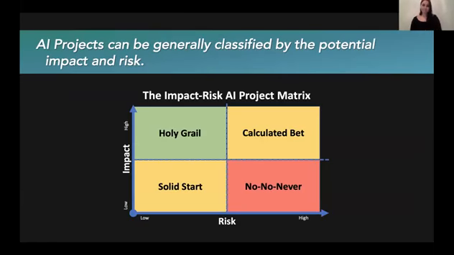What's also important to consider about AI projects is the AI project risk impact matrix. So we can basically classify projects as high risk or low risk, and then look at the impact as high impact and low impact. And we have the low risk and low impact projects, which I would call solid starts. Those are projects for beginners. Then we have the low risk and high impact projects, the holy grail projects, which everyone eventually wants to land. High risk, high impact projects. And then you also have high risk and low impact projects. And those are projects you basically want to never try out.